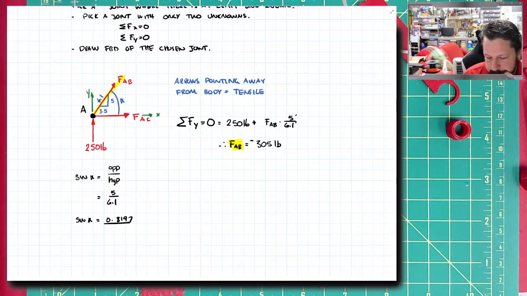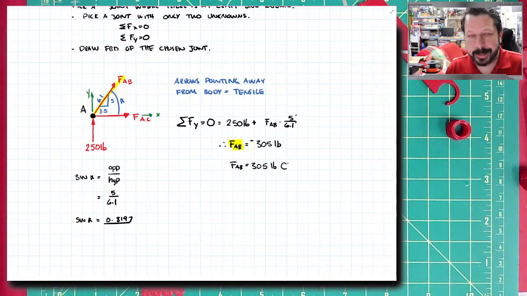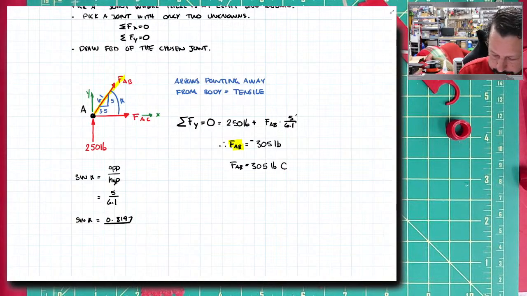It's generally not best to leave this as FAB equals positive or negative anything. It's usually best to write it as FAB equals 305 pounds and then put a C or a T after it to signify compression or tension. Because somebody else might not have assigned positive and negative arrows the way that you did, and their negatives might be tension. So it's better to write T or C so that you're unambiguous about what you mean. So this is the actual answer for AB. 305 pounds of compression.